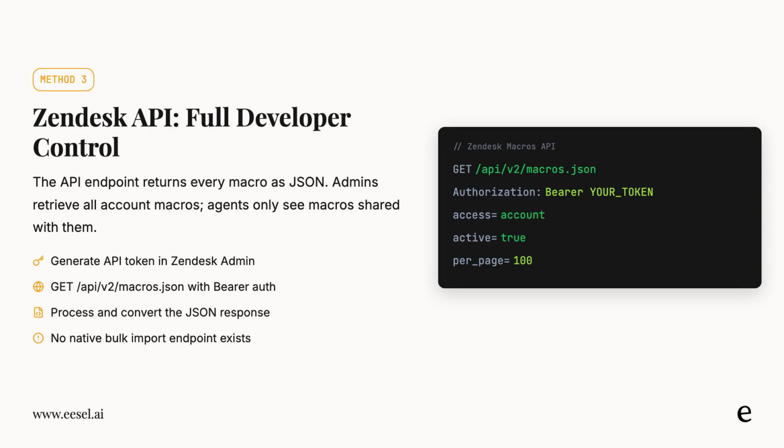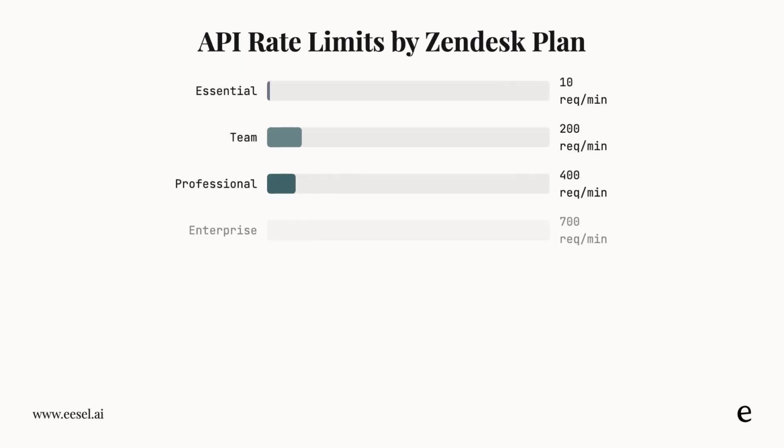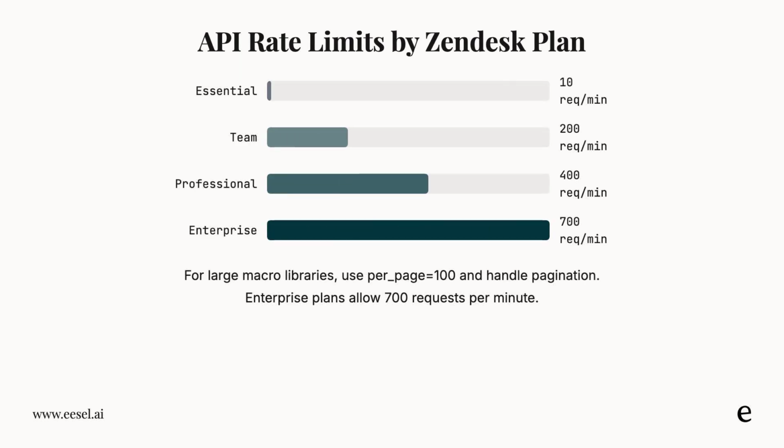There's no native bulk import endpoint, so large-scale imports require individual post requests. Your Zendesk plan determines how fast the API can process requests, from 10 requests per minute on Essential up to 700 on Enterprise. For large macro libraries, use the per page parameter and handle pagination to stay within limits.